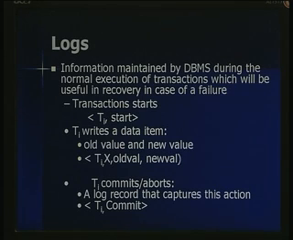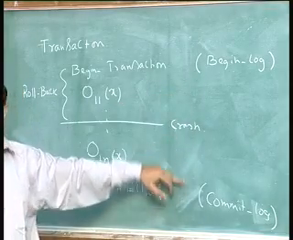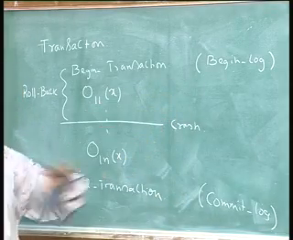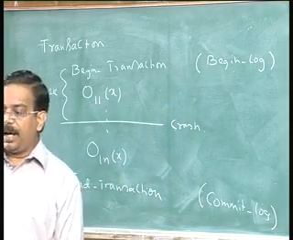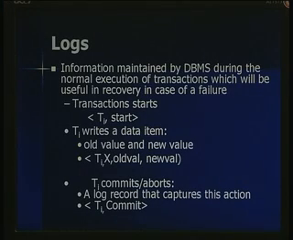Whenever there is a change in the data item, we write a log showing what the old value was and what the new value is. When you come to the last part of the transaction, you have a commit log, the Ti commit log. So, as shown here, we have a begin log and a commit log, and in between whatever is happening is recorded as shown in the slide.